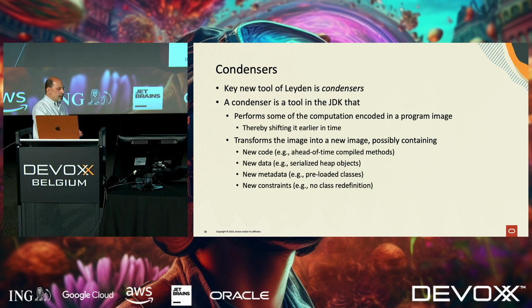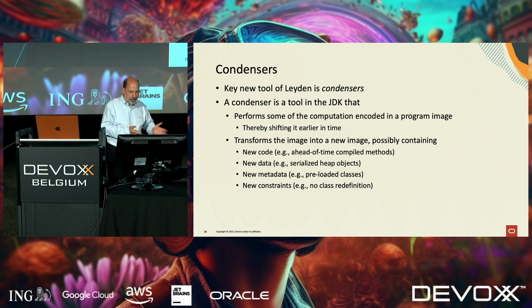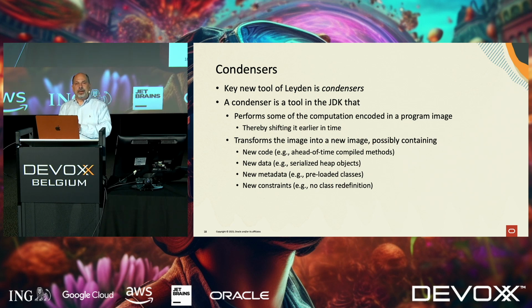So how are we going to achieve this? A new concept that Leyden will introduce is a concept of a condenser. A condenser is a tool that runs at build time or package time or something like that, that takes a program image, performs some of the computation in that image, and creates a new program image that embodies the result of that computation. That might be new code, because we did some ahead of time compilation. That might be new data. It might be new metadata, like preloaded classes or pre-resolved call sites. It may be new constraints.